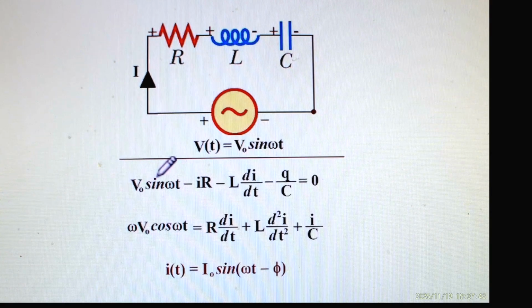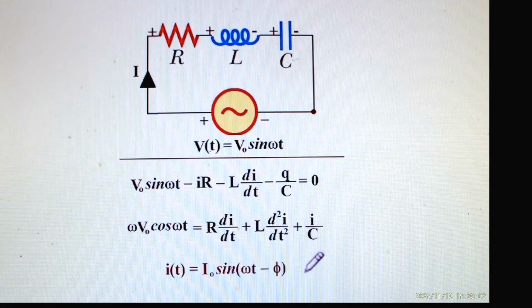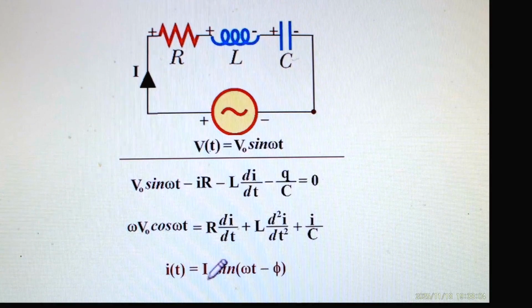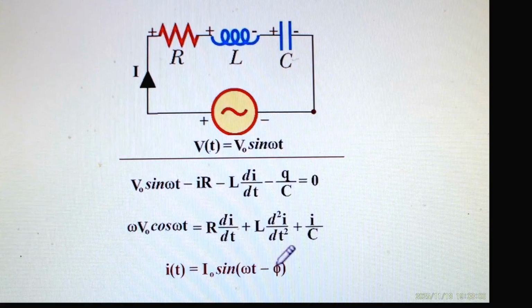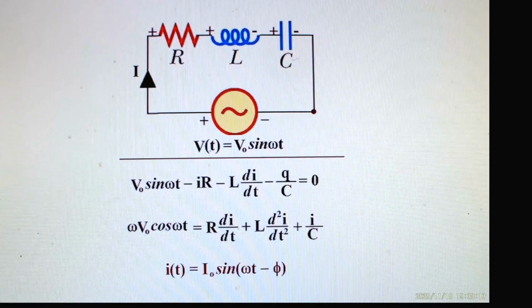So the differential of sine omega t, we get cosine, times the coefficient of the variable t, which is omega here. And this is di dt. This is the second order derivative of time. dq dt is current. So we assume current as this expression, where I0 is the amplitude, phi is the phase angle, and they are unknowns, and we're going to proceed to solve them.